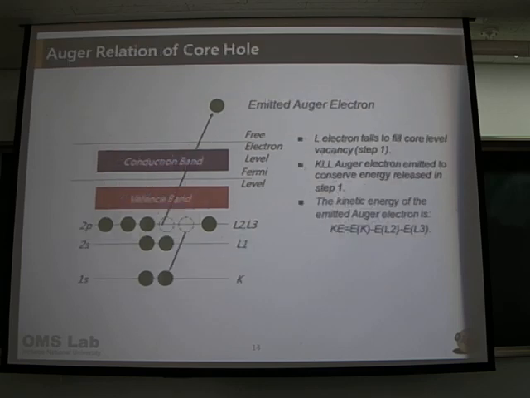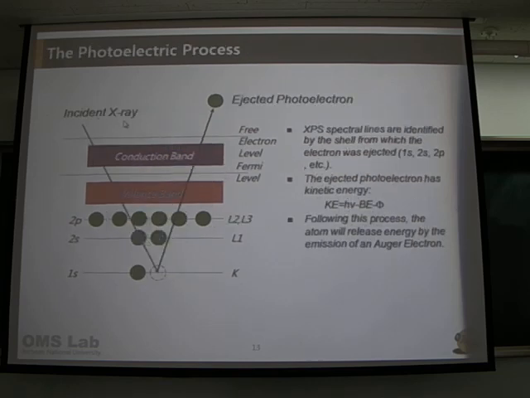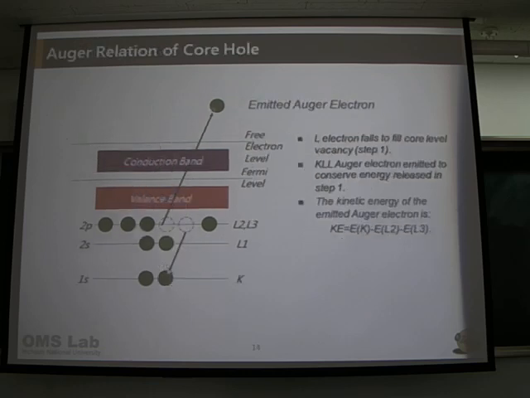What is the Auger electron? Look at here. This is a conduction band and this is a valence band. First, when the incident X-ray attacks the surface of the material, the photoelectron is ejected, and this makes a gap, which is filled up by another electron. At the same time, this one is rearranged and the Auger electron is emitted. So an N electron falls to fill the core level, balancing the first step, and then the KLN Auger electron is emitted to conserve the energy released in step 1.